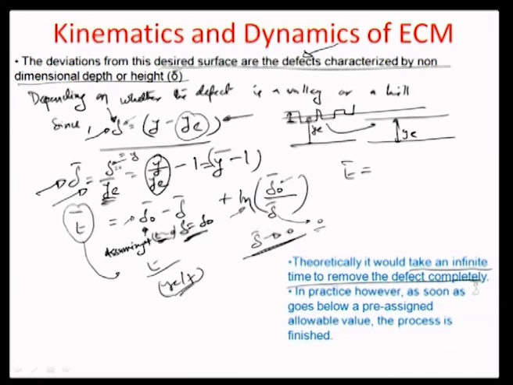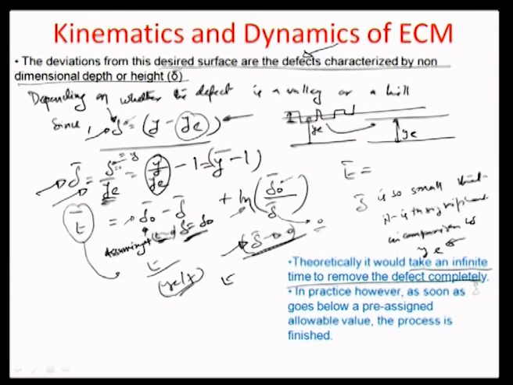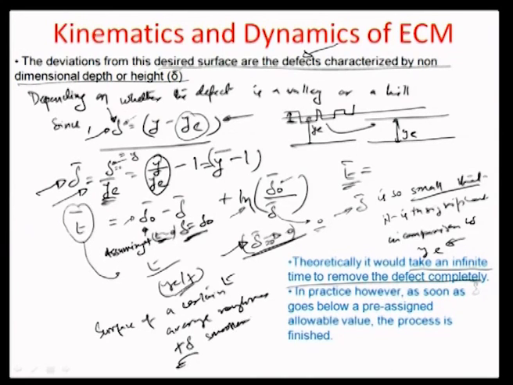But practically you just have to wait for a value where this delta dash is so small that it is insignificant in comparison to maybe the equilibrium gap Ye. So we really need to wait for just a time instance t up to which this delta dash may not be equal to 0, but very, very close or negligibly small, and can be considered for all practical purposes to be 0. So that is how you can get an idea of when a surface of a certain average roughness, again given by delta, smoothens out due to the smoothening effect of an ECM process.